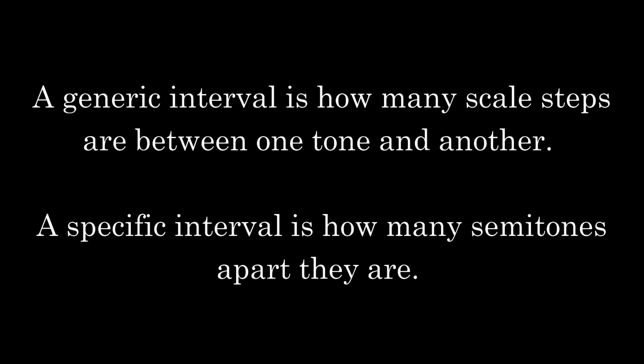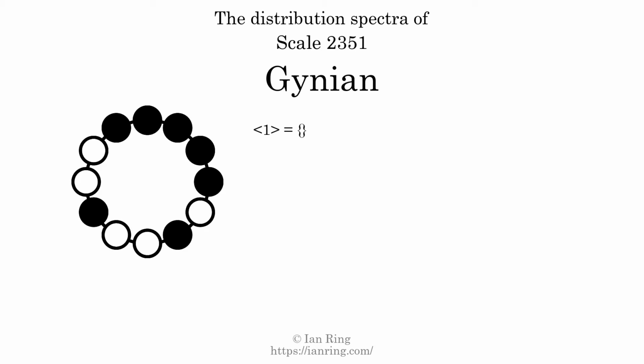A specific interval is how many semitones apart they are. The generic interval of one scale step comes in 3 different specific interval sizes. 1 semitone, 2 semitones, and 3 semitones. The spectrum width of this generic interval is the highest, 3, minus the lowest, 1, which equals 2.